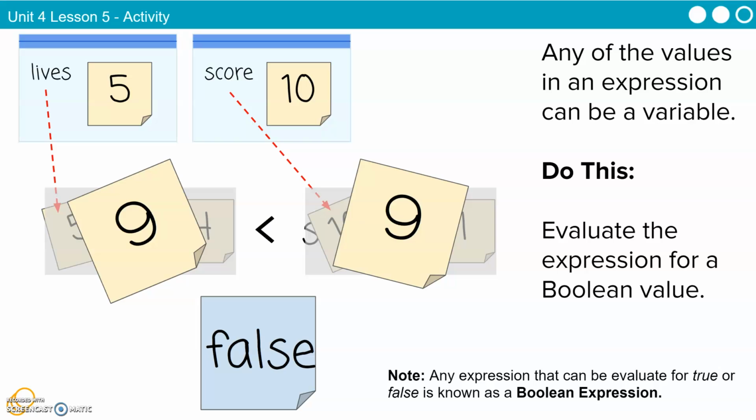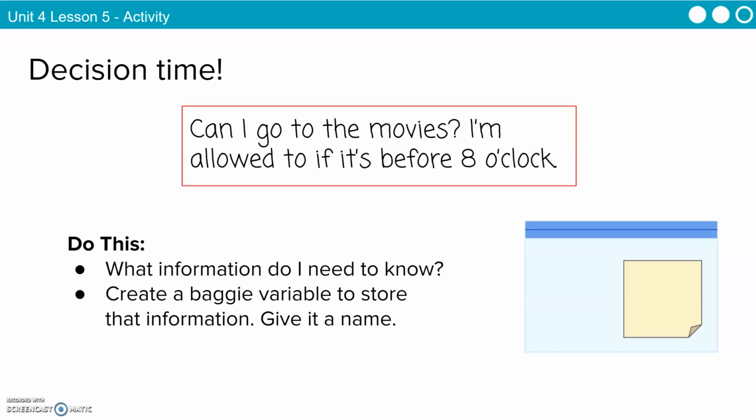Notice that the expression evaluates to true or false, that's the way these Booleans get evaluated. Okay, let's do another one together, and then I'm going to have you guys try one.